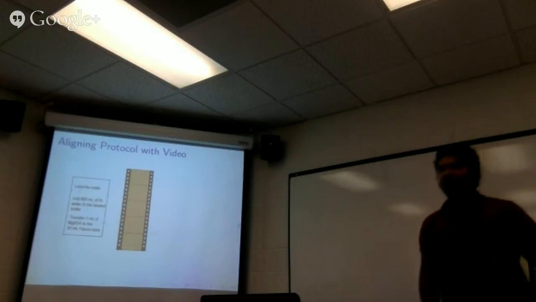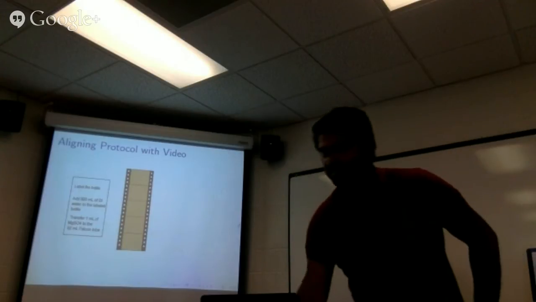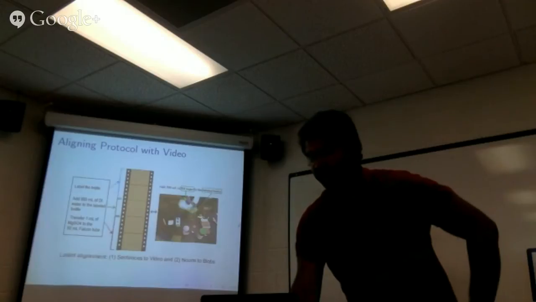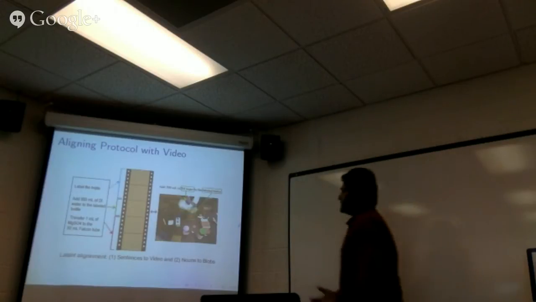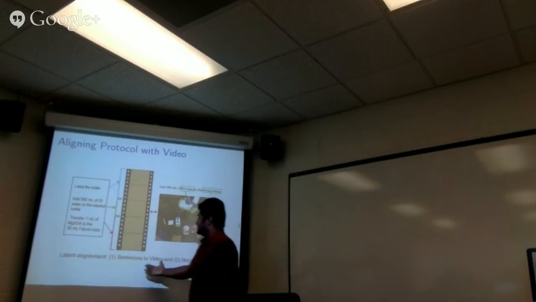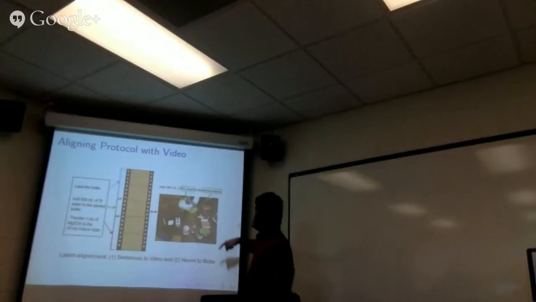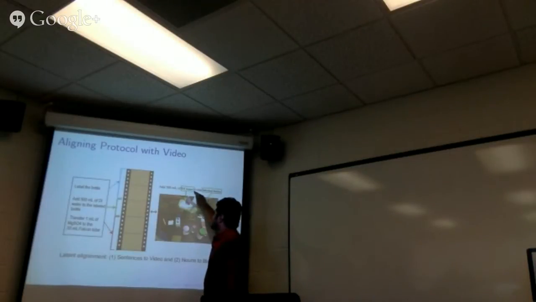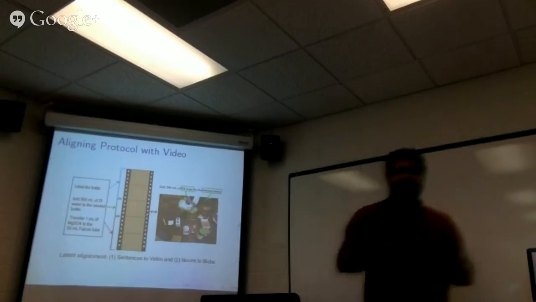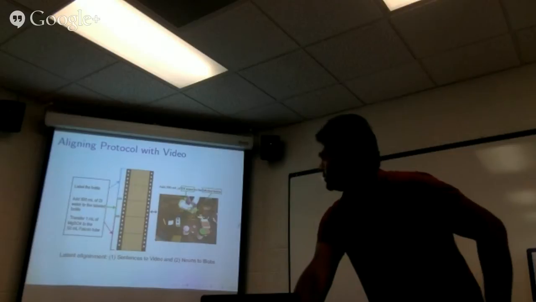So this is our model. We start with these step-by-step protocols and the entire video. Then using latent variable modeling, we want to learn two things jointly. One is the alignment of these sentences with video segments, and we also want to learn the alignment of different nouns with corresponding objects. At first I'll just talk about the nouns, and then I'll talk about the other things that we are trying to do.